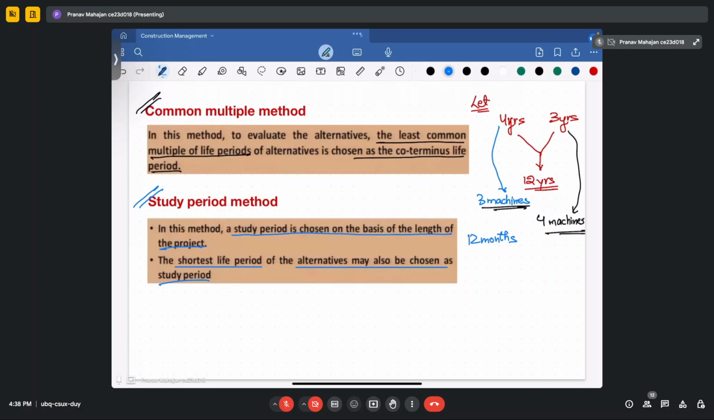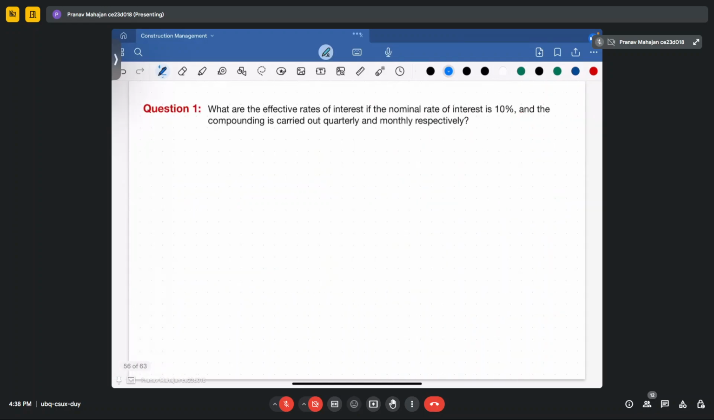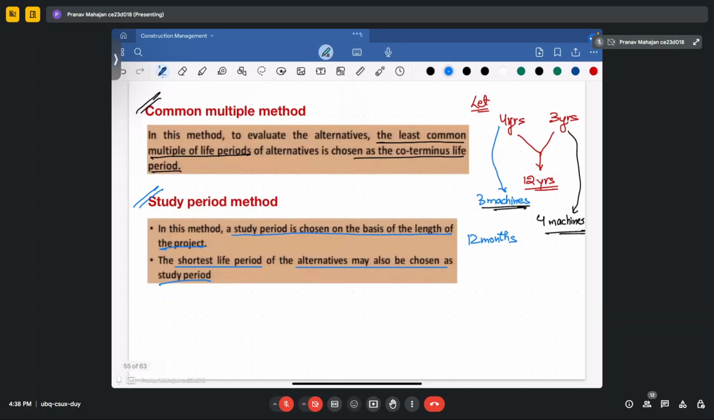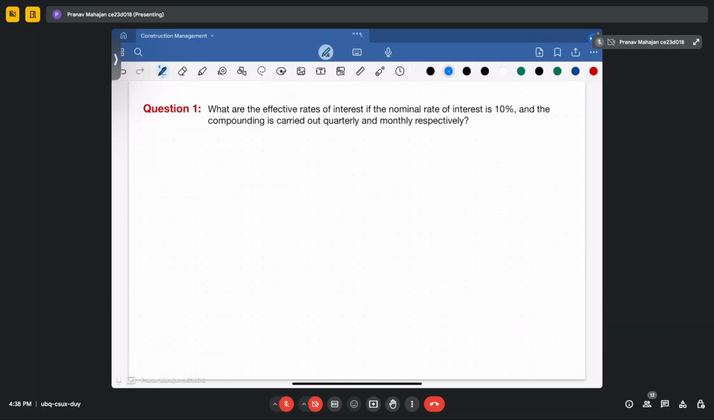So this is what we have covered in this current week, that is week 3. You have seen how to calculate the time value of money using different factors, based upon the single payment as well as equal payments at regular intervals. Then you have seen how to calculate the depreciation of different equipment using the straight line method and the sum of years method. And finally, two approaches: the common multiple method and the study period method. So let's solve a few examples related to what we have seen in this current week.